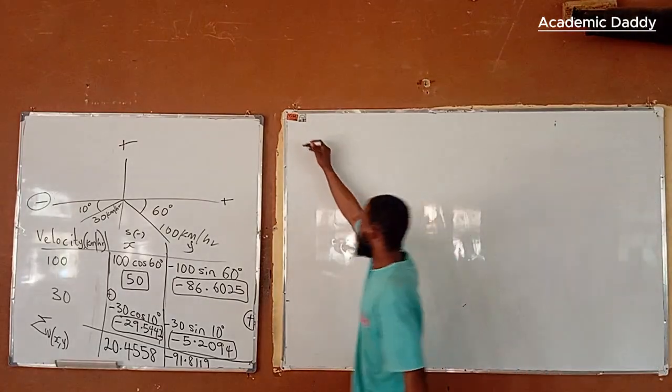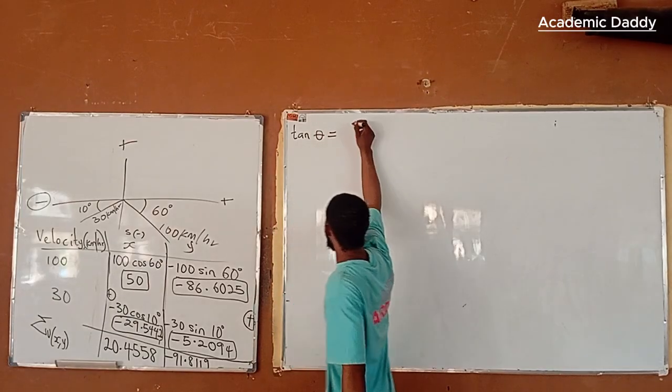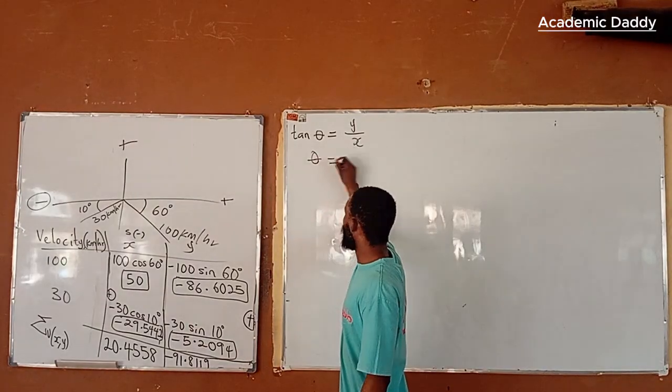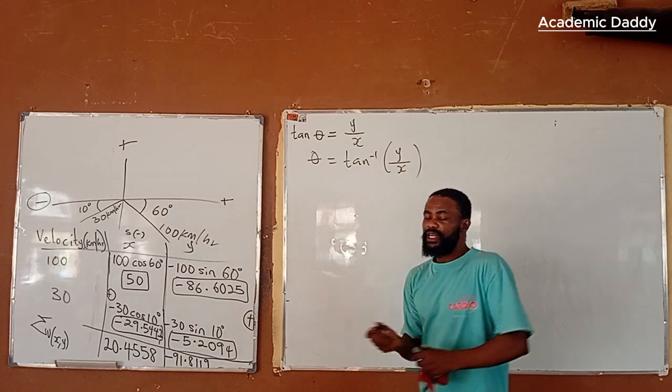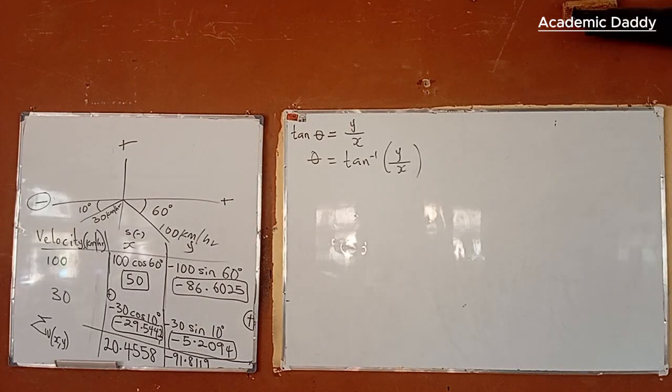Do you remember tan theta? Let's just finish this. Tan theta is equal to y over x, which means that theta will be equal to tan inverse of y over x. The idea of using resolution of vector is simply taking a single vector to the x and y axis so that you can use the tan rule. That is why anytime you have resolution of vector, it is easy to find the angle: you just use the tan rule.